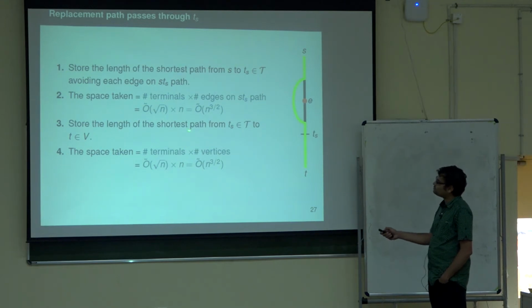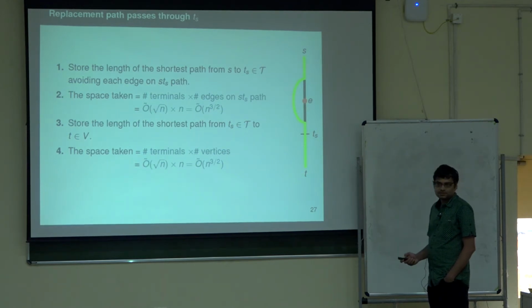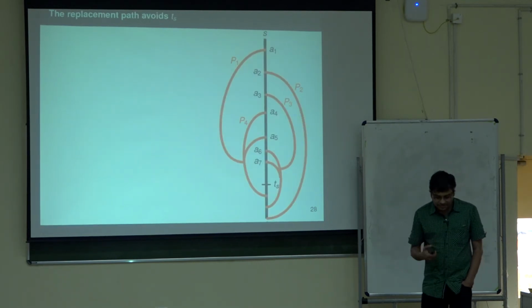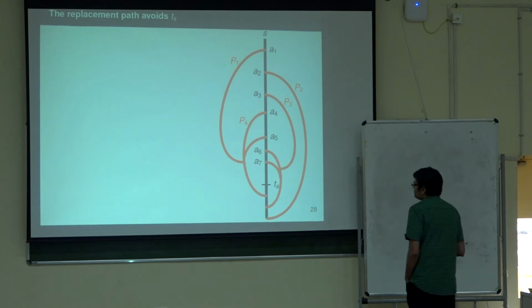So I will store the length of the shortest path from each terminal to each other vertex. Again, there are order square root n terminals and order n vertices, so this data structure is also n to the 3 by 2. And this is the final case, and this is actually the hardest case for us.